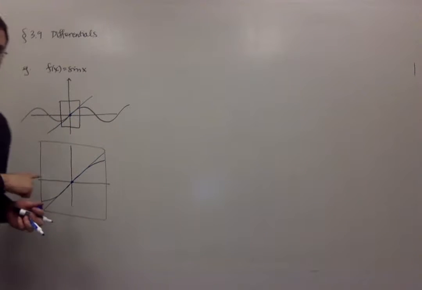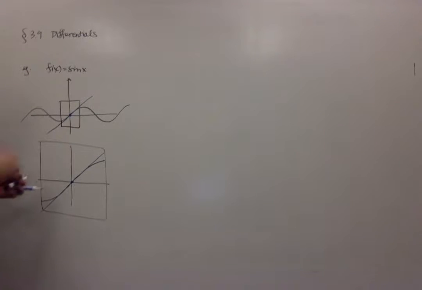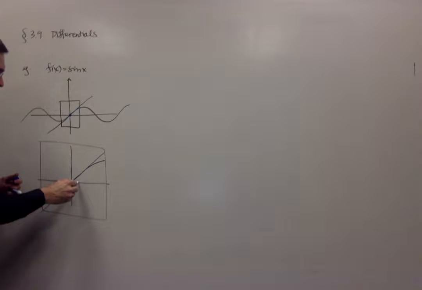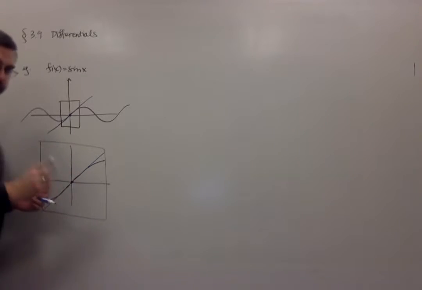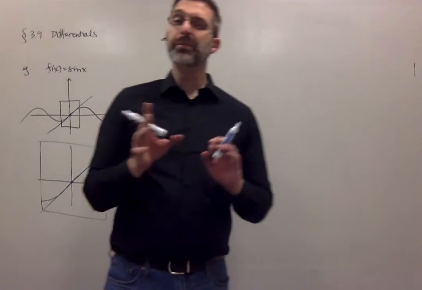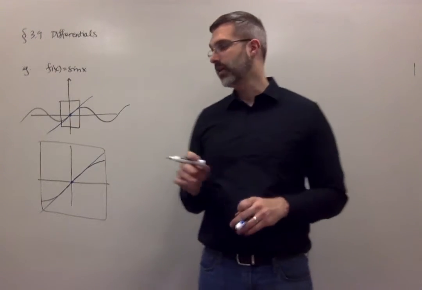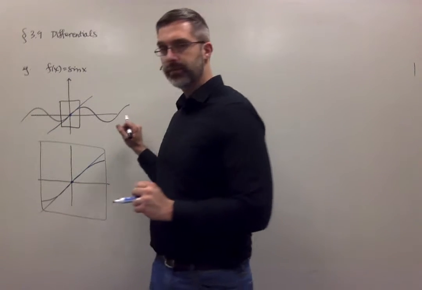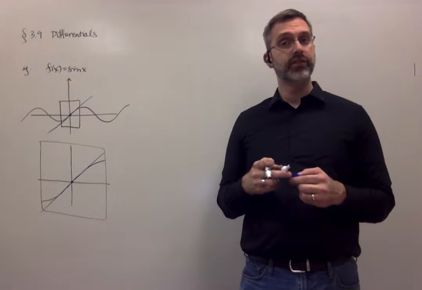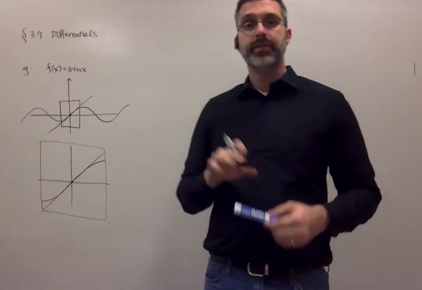So what this means is that if I wanted to plug in a number that's really close to 0, plugging it into the tangent line versus plugging it into the function, they're basically really close. I can't do that with numbers that are really big, but for numbers that are really small, that would work.